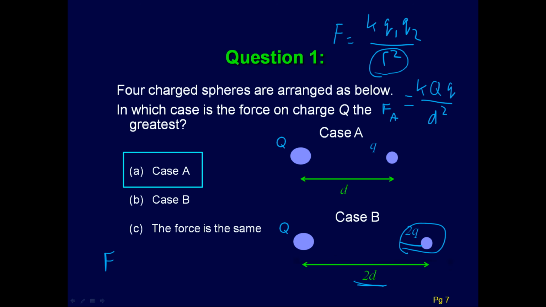And then if I do the same thing for my force in case B, I get K times capital Q, 2 times little q. And then if I take 2d squared, I'll get 4d squared, and so the 2 cancels with one of the 2's in the 4, and I'll end up getting 1/2 k big Q little q over d squared. So I get exactly half of what A was, and so A is, in fact, the greatest one. So it's good to be able to think about it conceptually, but it's also nice to be able to plug into the equation.